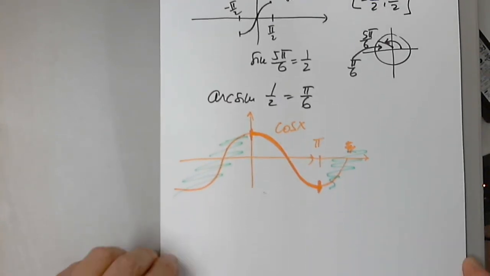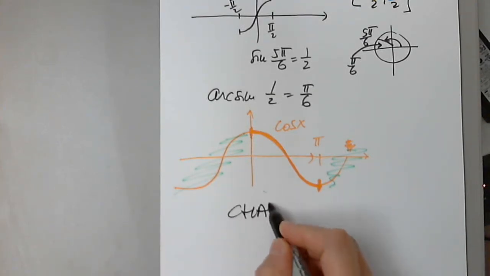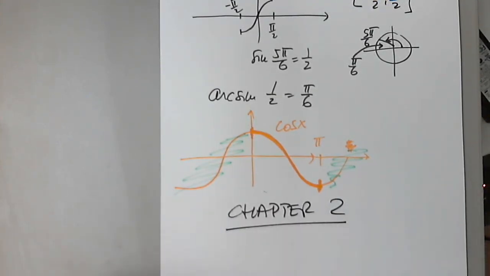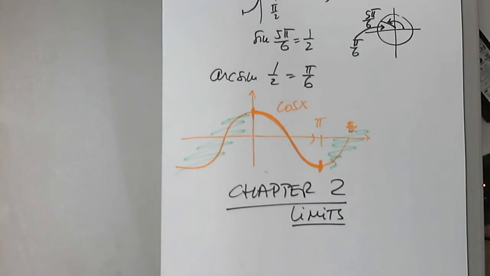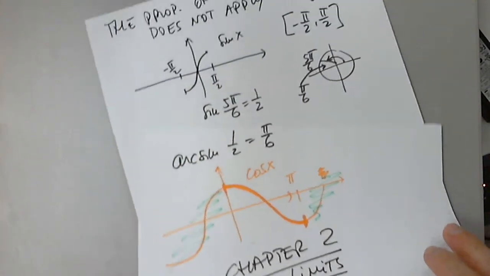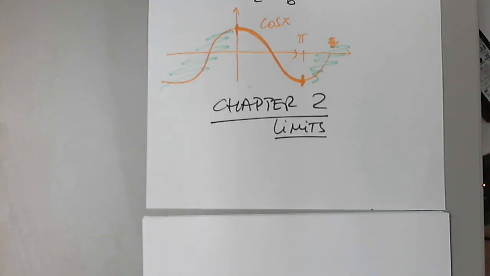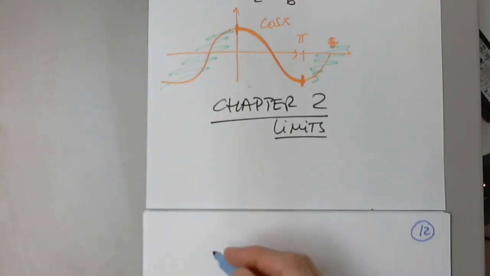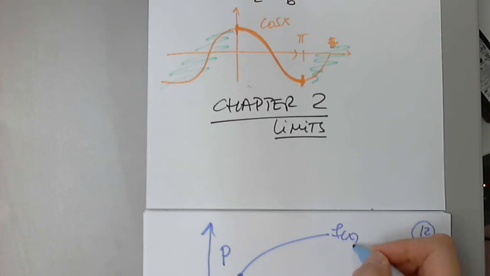Okay, I think we are ready to start chapter 2. Well, chapter 2 deals with limits. But before we even talk about limits, we would like to go back to the graph that we just looked at a few minutes ago, in which we have a function f of x and a point p.